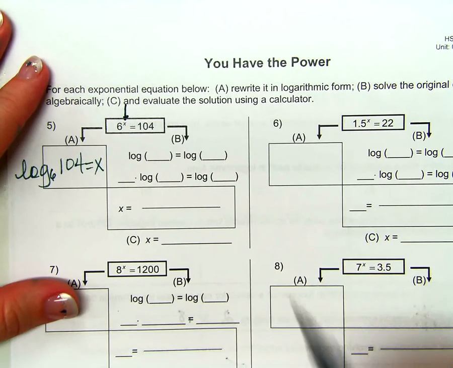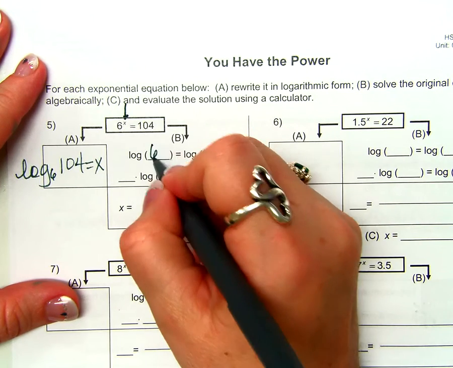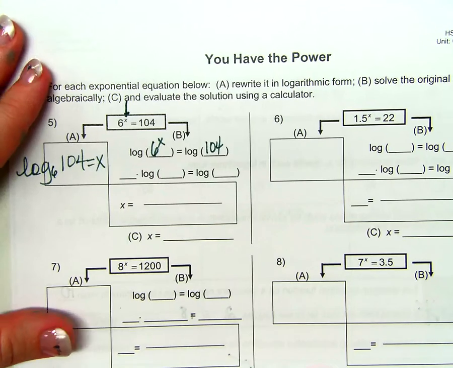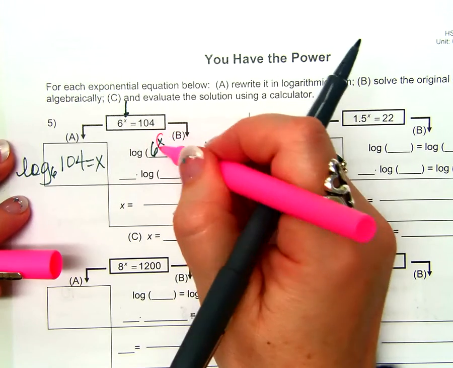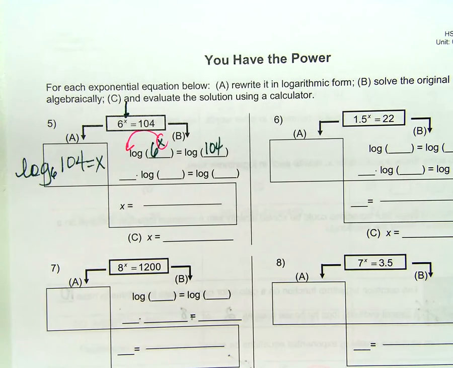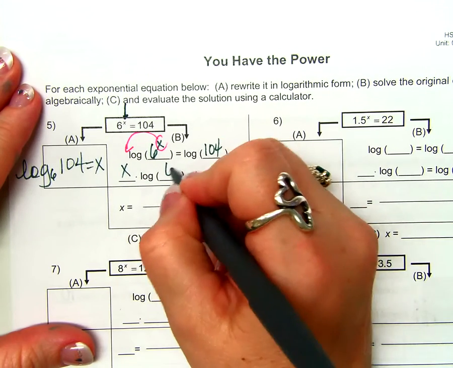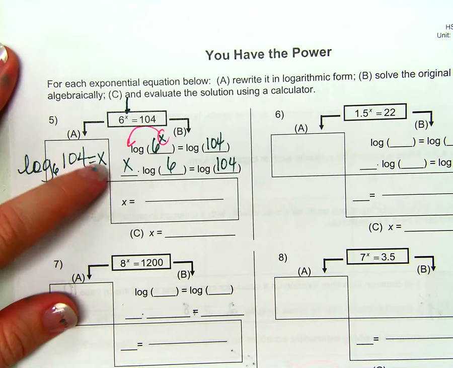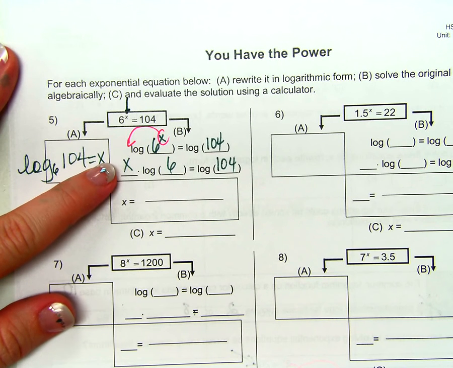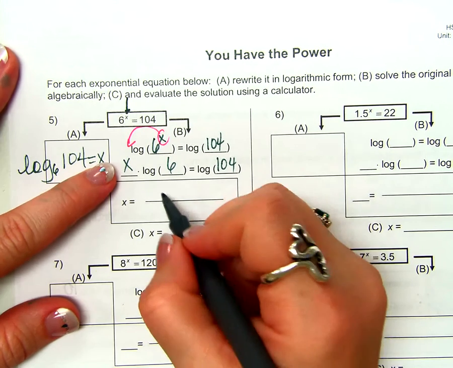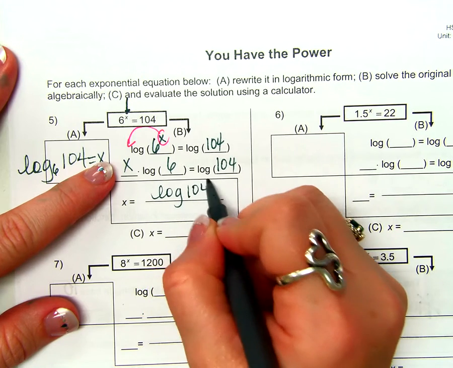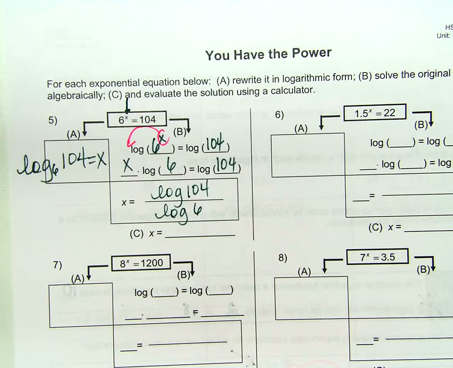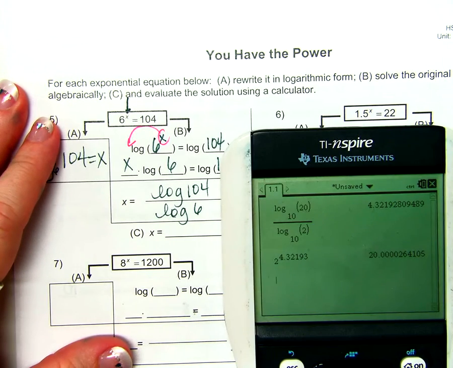Okay? So if I take the log of both sides, I get log of 6 to the x power equals a log of 104. What happens to the x? Goes in front. And I get x log of 6 equals the log of 104. And then to get the x by itself, I would divide both sides by log of 6. So I ended up with log of 104 divided by log of 6. So I'd have the log.